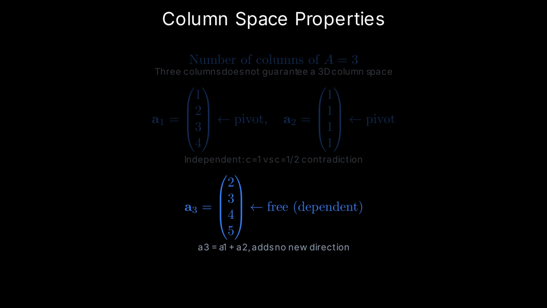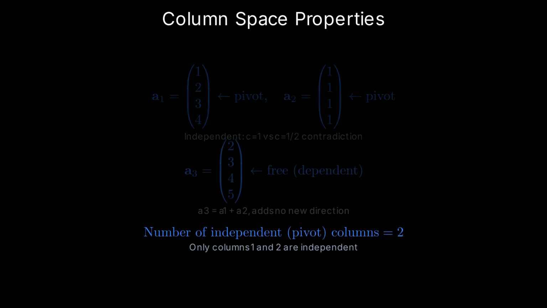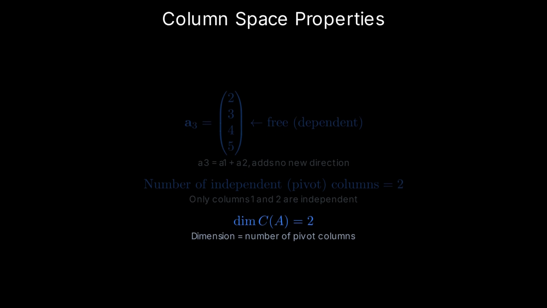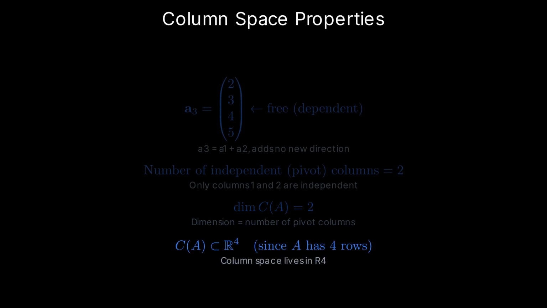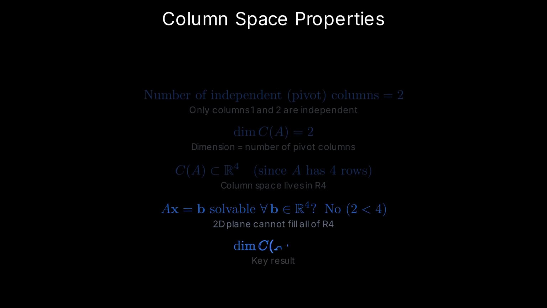Now let's summarize the key properties. The number of columns of A is 3. The number of independent or pivot columns is 2. The dimension of the column space C of A equals the number of pivot columns, which is 2. The column space lives in R4 since A has 4 rows. And since 2 is less than 4, Ax equals b is not solvable for every b in R4. The dimension of C of A equals 2.